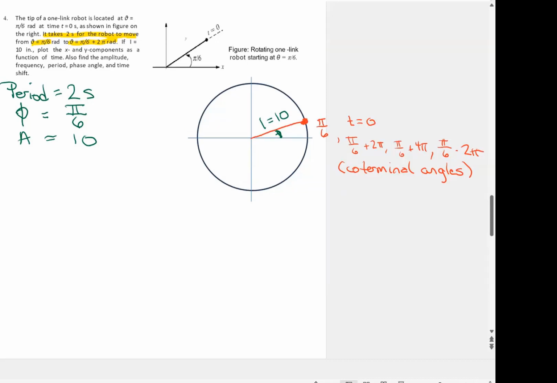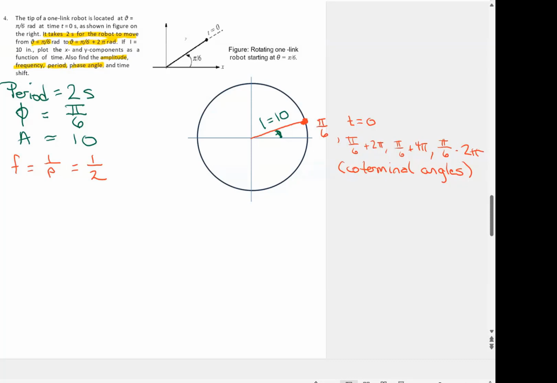Let's look and see. So we found the amplitude. We did not find the frequency. We found the period. We found the phase angle. We did not find the time shift. That means we have to go back and find the frequency. The frequency is equal to 1 over the period, which is equal to 1/2. Now we found our frequency. Done. Time shift.